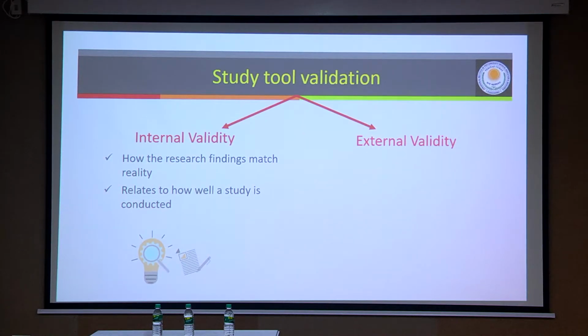Let's say you have discovered a new thermometer and you're saying that it's better than the currently available thermometer. You want to test it in your participants and see whether it is giving accurate results or not. This is called internal validity.